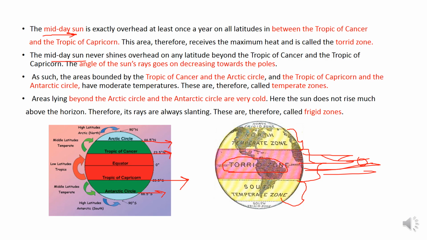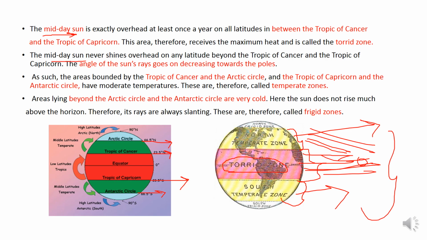The angle of the sun's rays goes on decreasing towards the poles. Thus the area bounded by the Tropic of Cancer and Arctic Circle, and Tropic of Capricorn and Antarctic Circle, have moderate temperatures. These areas are called temperate zones. Now, areas lying beyond the Arctic Circle and Antarctic Circle are very cold. Here the sun does not rise much above the horizon. Therefore, its rays are always slanting. These are therefore called frigid zones.